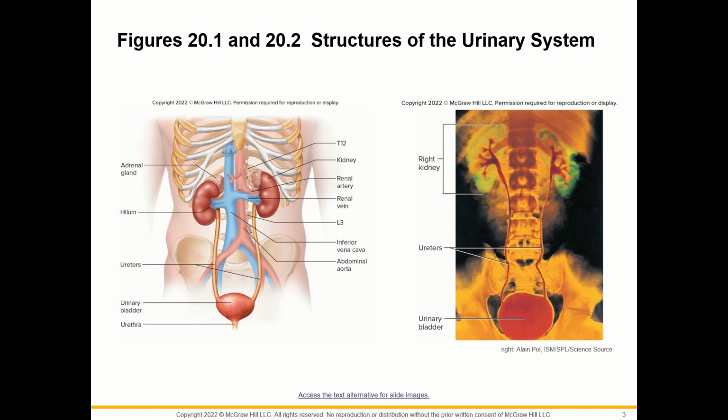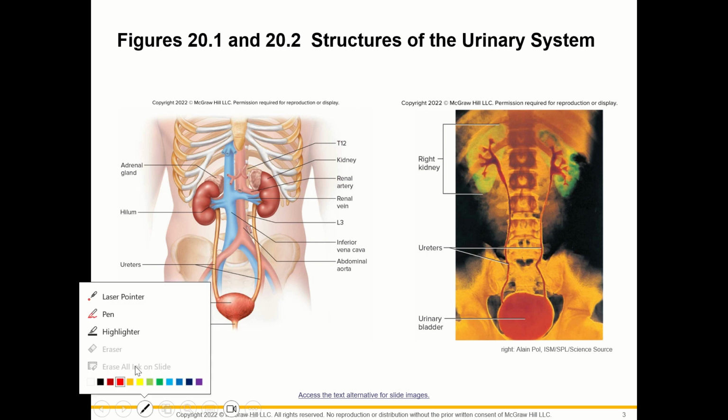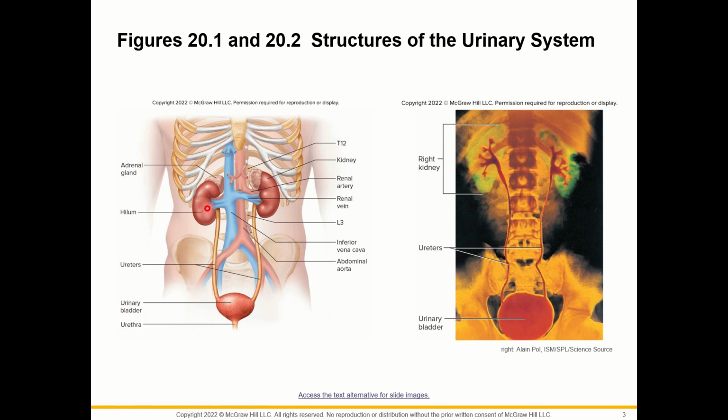This is a view of the urinary system. You can see that the kidneys lead down the ureters, to the bladder. That's how I remember them. Ureters go to the bladder, and then the urethra is the exit out of the body, and it has the urinary meatus.